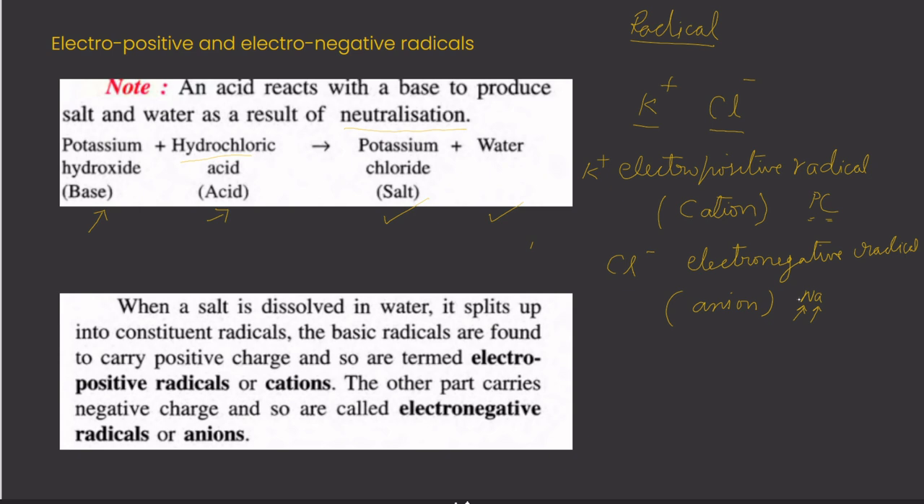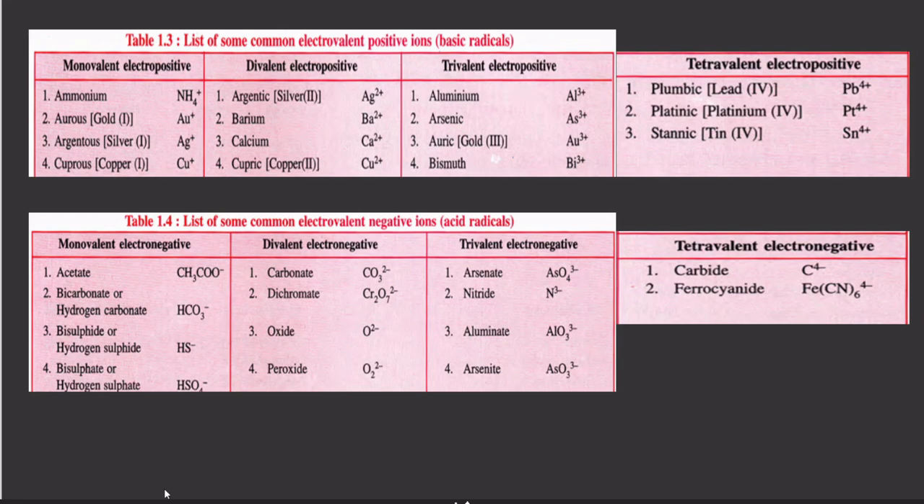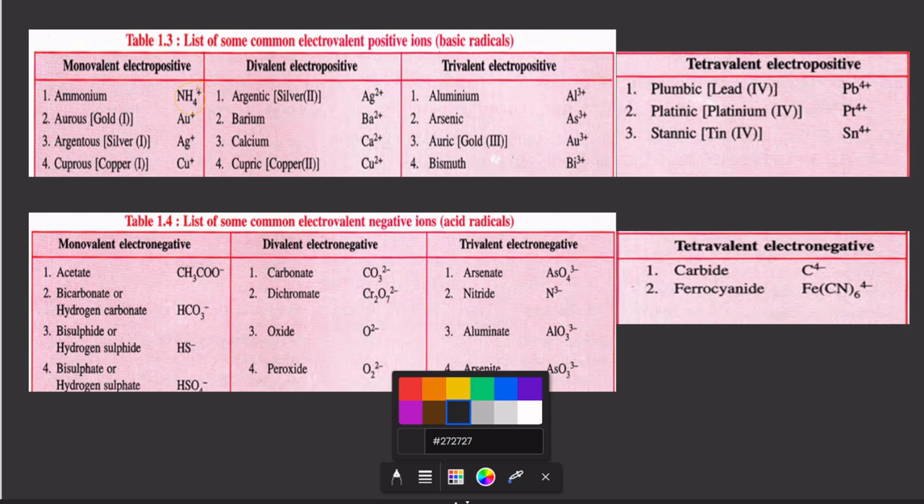Now in this page we are seeing different tables. First table, table 1.3, shows some electrovalent positive ions which we get from a basic radical, isn't it? So first we see some of the monovalent. Mono means what? One. Valent, valency. So monovalent electropositive: first one is ammonium. Its formula is NH4. You can see only a plus sign is there, only one plus sign, no other number, so it is monovalent.